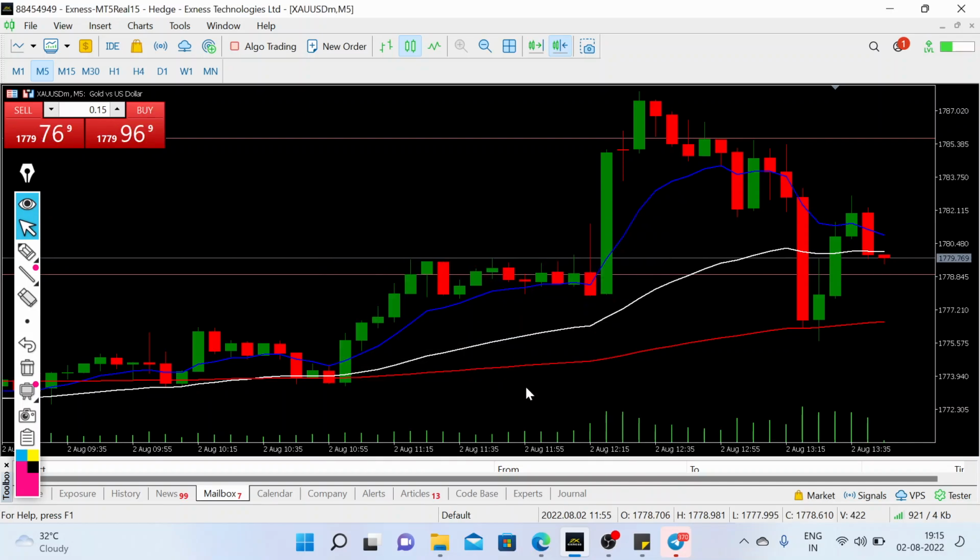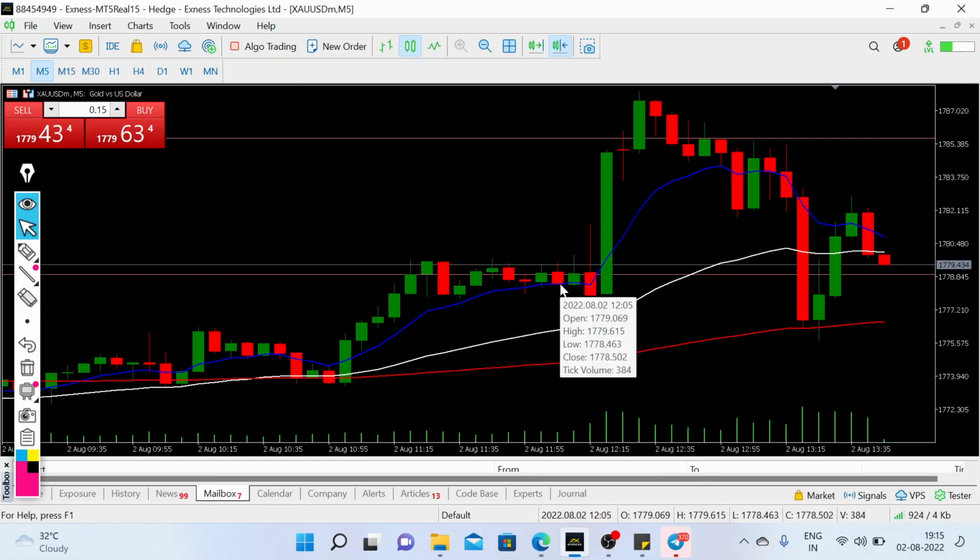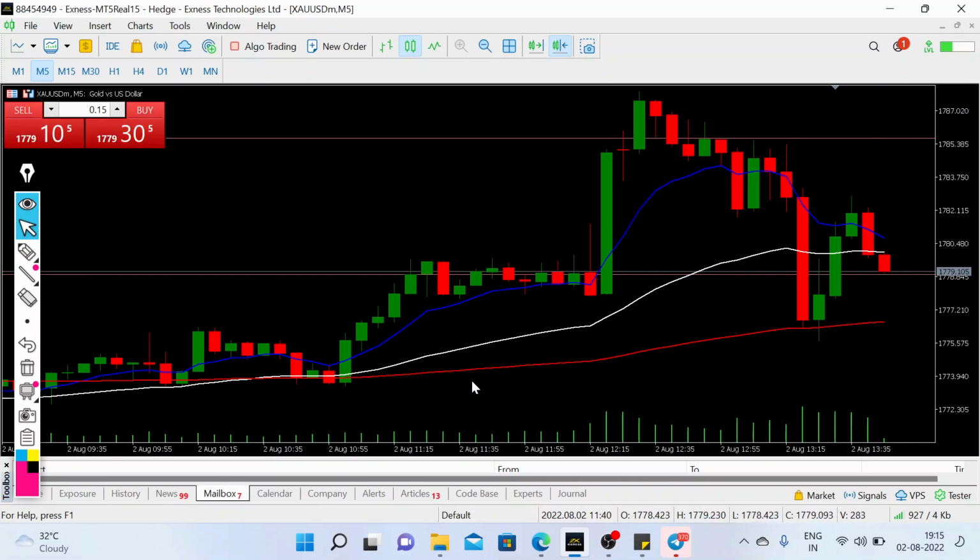So now on our chart we have three moving averages. The red one is 144, the middle one is 20, and the other is the 5 period smoothed moving average. So you have to apply these on your chart. If you know the basics, you know that a moving average is basically a trend following indicator. So to get the most out of this method, you have to check the chart on a higher time frame, like the 4 hour or daily time frame.